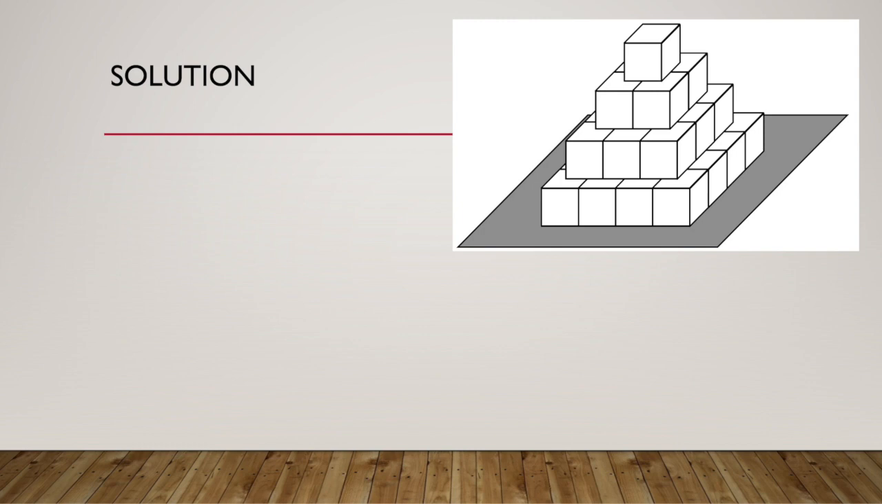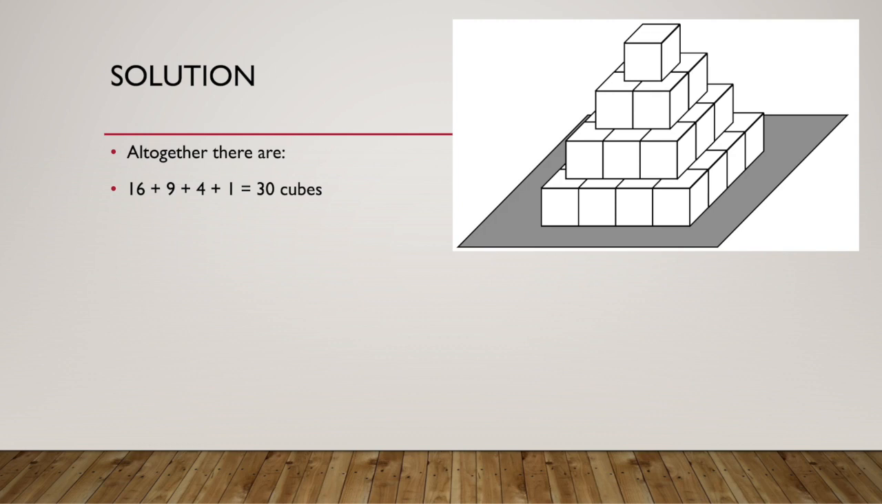we've got 1 in the top row. Then we have 4 beneath that, 9 beneath that, and 16 beneath that. They're all square numbers. So altogether we have 30 cubes. Now, believe it or not, most of the cubes are actually painted.